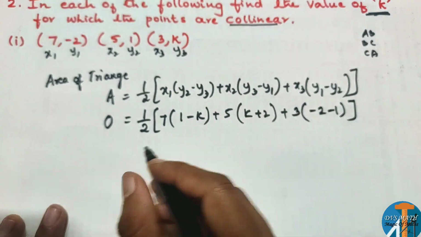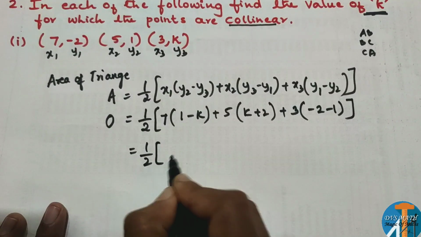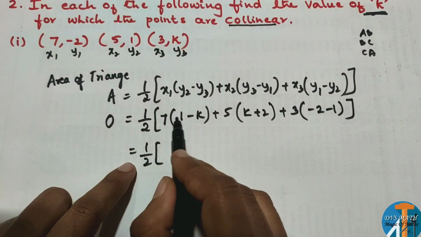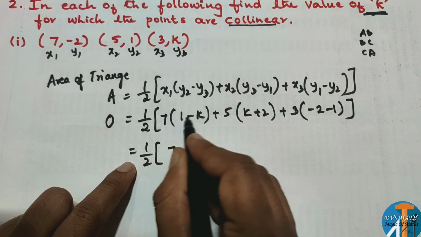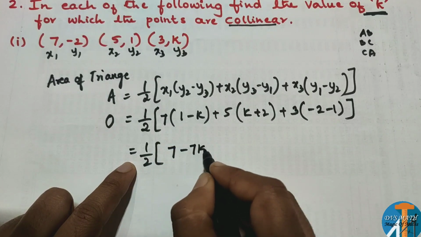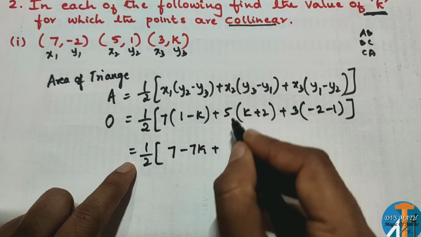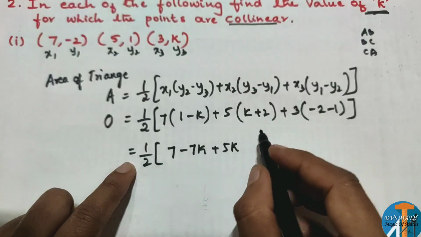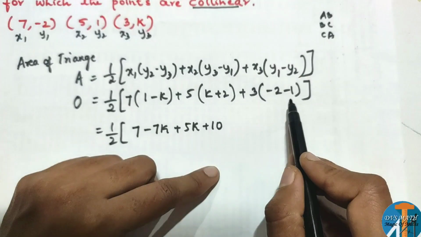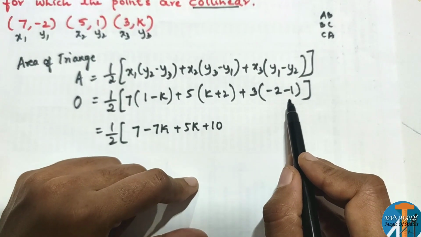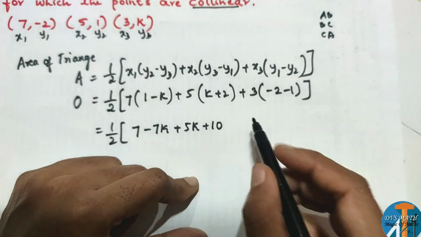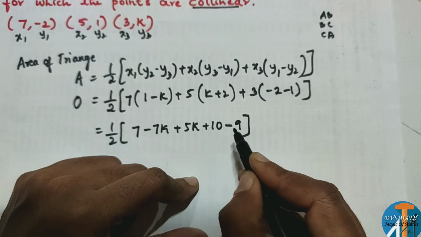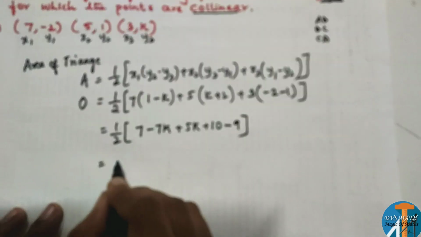So now let us continue this. Half, multiply this: 7 ones are 7. 7 into minus k, it is minus 7k. Again plus 5 into k, it is 5k. 5 2s are 10. So 10 plus 2 minus 1, it is minus 3. Minus 3 into plus 3, it is minus 9. Let us simplify this.